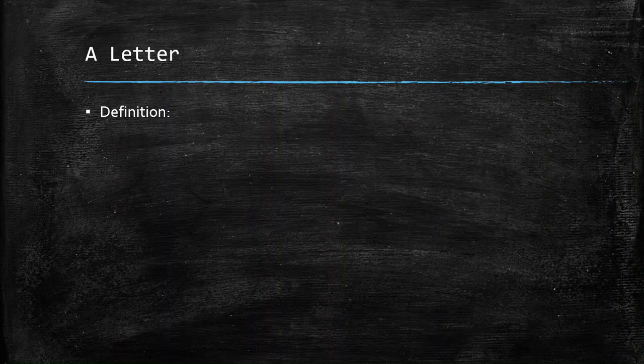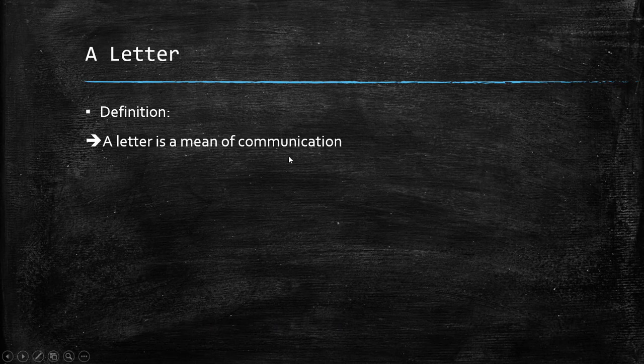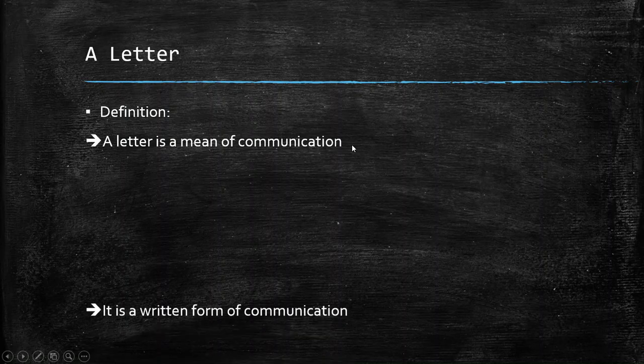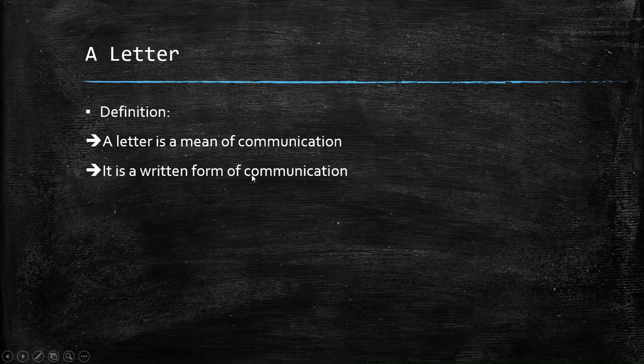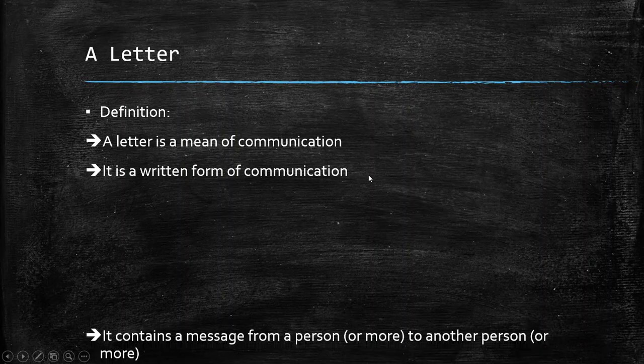In order to make it easier for you, I made it in the form of a list. A letter is a means of communication. What do we mean by means of communication? Means here means way, a way of communication. It is a written form of communication. So the letter is always written on a piece of paper. It's not an audio or whatsoever.